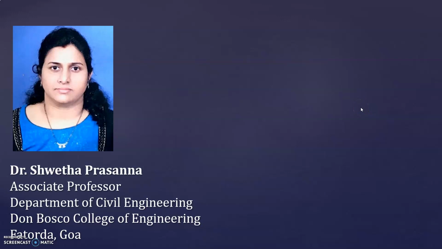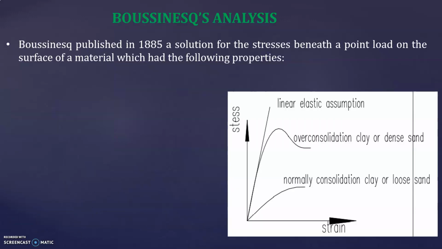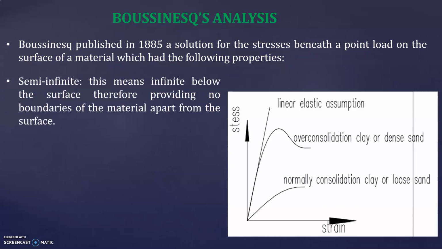Hello, my dear students. Let us continue with the last class, that is Boussinesq analysis. Boussinesq published in 1885 a solution for the stresses beneath a point load on the surface of a material which had the following properties. The first one is semi-infinite, meaning infinite below the surface, therefore providing no boundaries of the material apart from the surface.